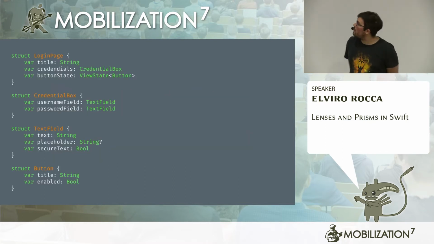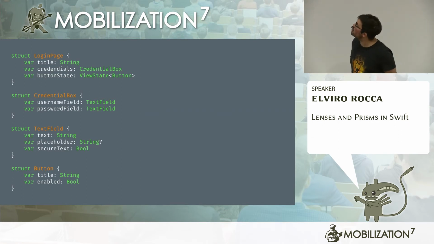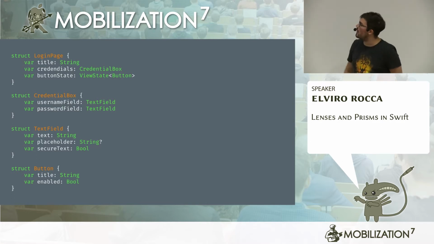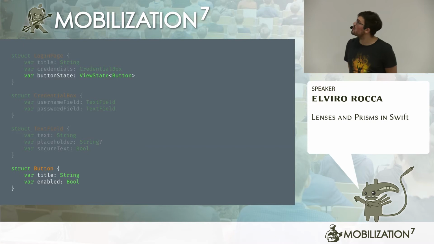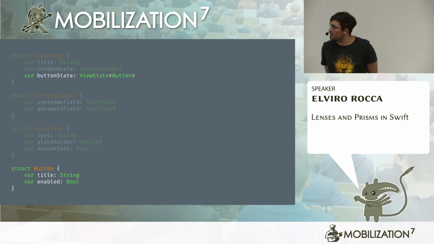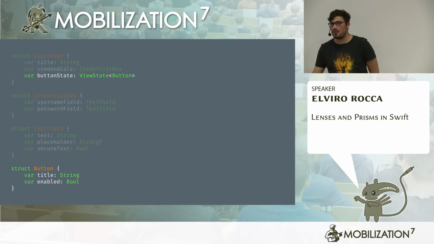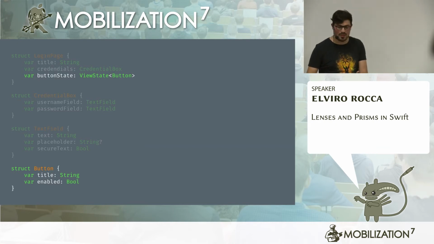Let's see an example. For example, this could be a view model of a login page. We have a title, we have a credential box that is itself a struct that has username and password fields that are themselves structs called text field, with text, placeholder, and the fact that the text is secure. The login button uses the view state enum that we defined before, and the generic parameter is set to button. Button is itself a struct, with title and enabled. And for example, when we tap the button, we would like to do some asynchronous validation, and so we change the state of the button to processing and show some message to the user.